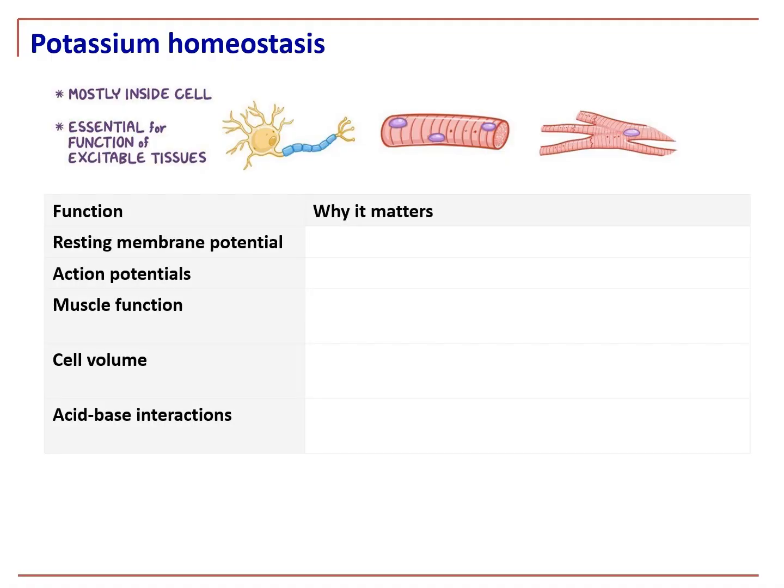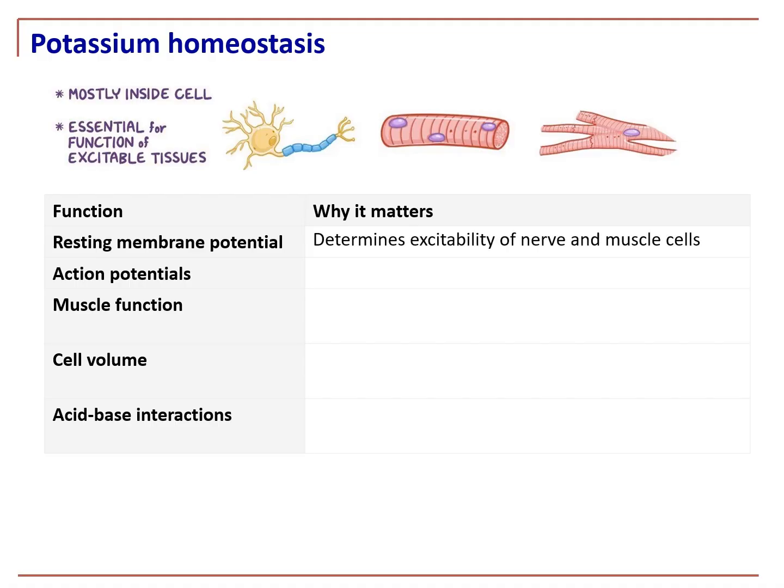So here's a little table for you to have a think about, and it shows some of the functions of potassium on the left-hand side: resting membrane potential, action potentials, muscle function, cell volume, acid-base interactions. And on the right is why it really matters. Now you can press pause and have a think about why each of those matters, but I will go through them straight away. So I'll give you 2 seconds for pausing. Bing, bing, 2 seconds done.